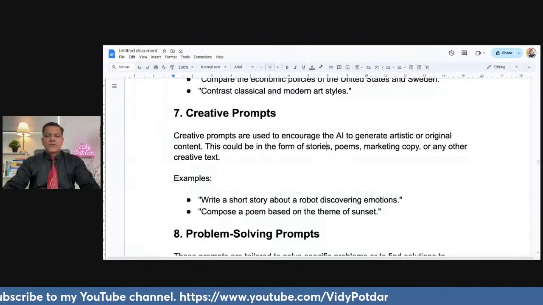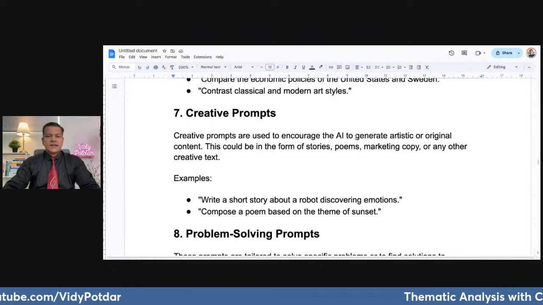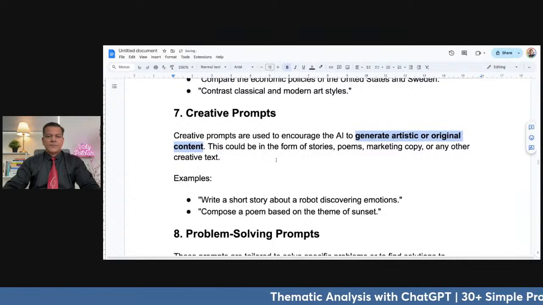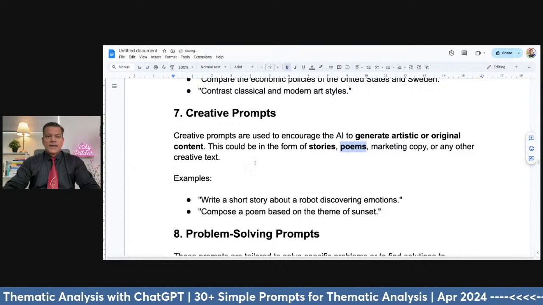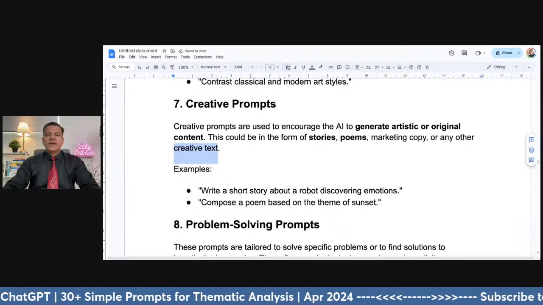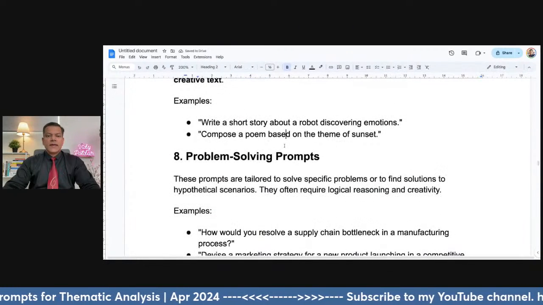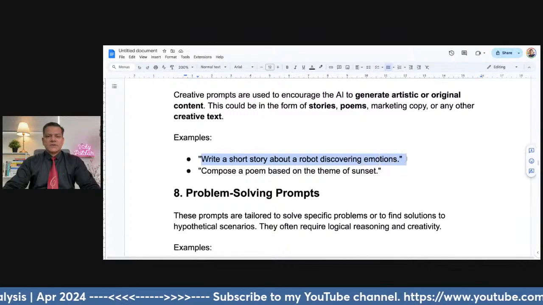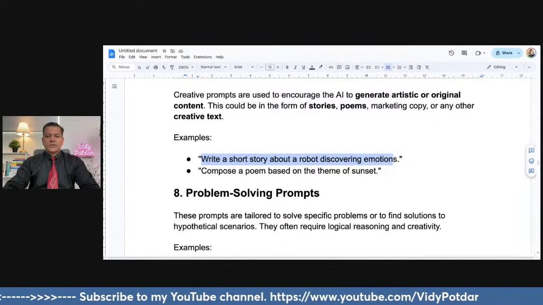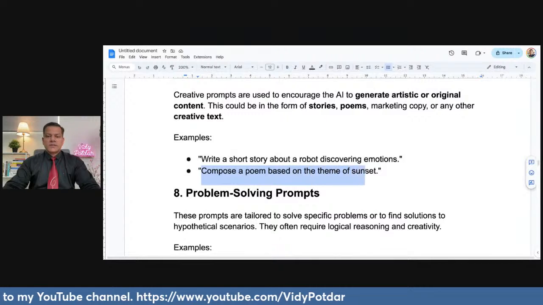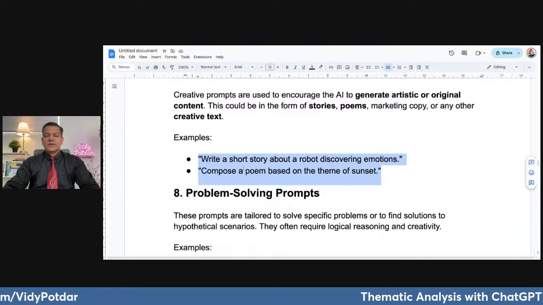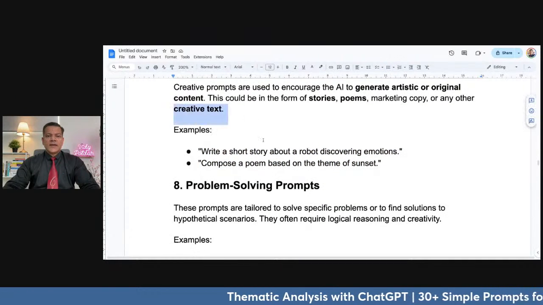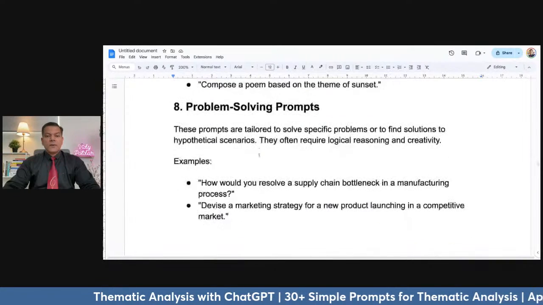The seventh category of prompt is creative prompts. So here we are using AI to generate artistic or original content. This could be in the form of stories, poems, marketing copies, or any other creative text. So creativity is what we are exploring through creative prompts. And these prompts are examples like this: write a short story about a robot discovering emotions, or compose a poem based on the theme of a sunset. So we are giving some creative ideas for the AI to give us some output in the form of creative text.